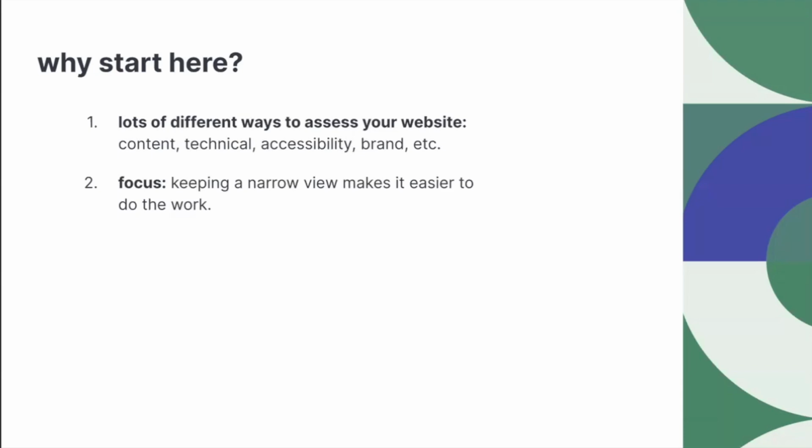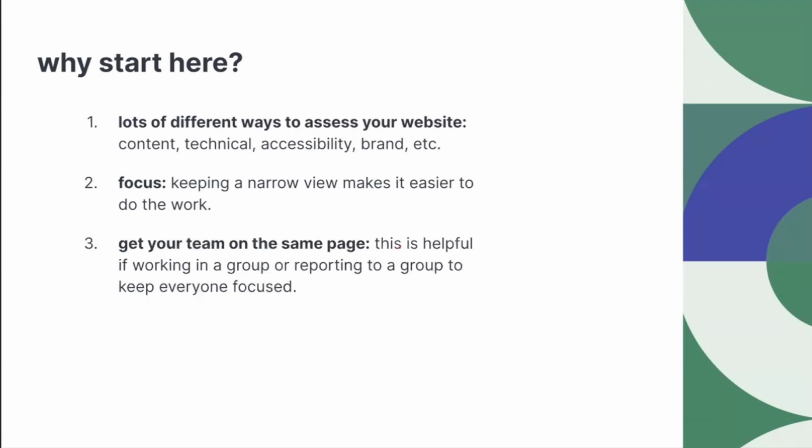We want to know what content are we looking at? Why are we looking at it? What are we hoping that content will do? And this is also really important because either if we're performing this audit as a team, it can be helpful to get everybody on the same page. But just as importantly, if we're going to report this out to a team, it's going to be really clear in terms of setting the context for what you're reporting.